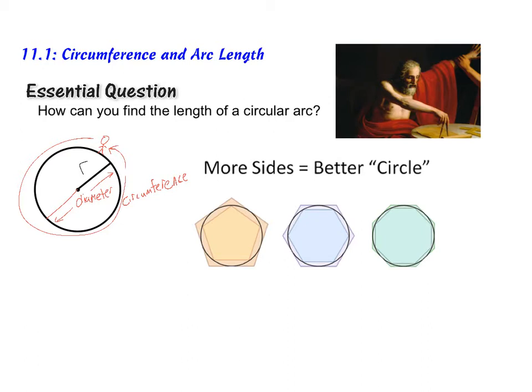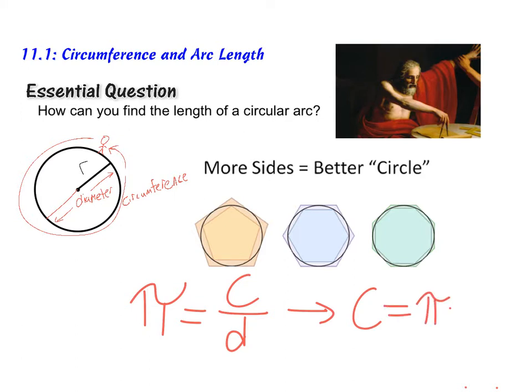And what we find out is that it's not just 3, that the distance around every circle, the circumference, is always the same ratio. The ratio of the circumference to the diameter is always the same. And that ratio, we give a name to it. It is pi. Pi is the ratio of the circumference divided by the diameter. Or we can say, if we multiply both sides by d, circumference is pi times diameter.